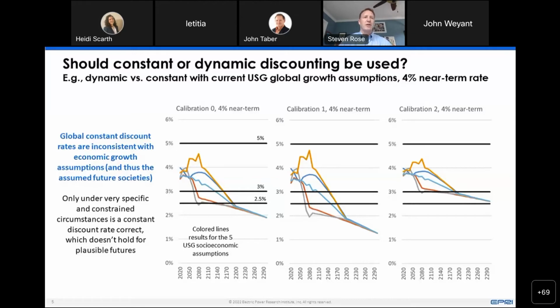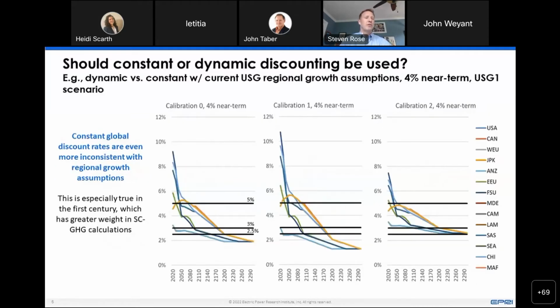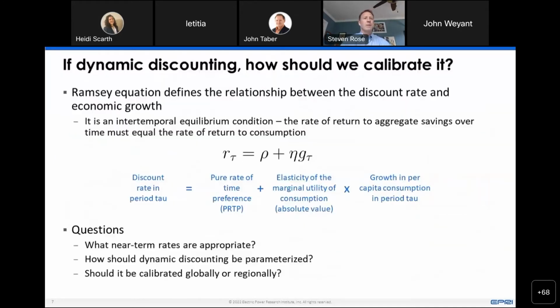So just to highlight the importance of thinking about constant versus dynamic discounting, and this kind of evidence suggesting that constant discounting is inconsistent with the kind of economic growth assumptions that we're assuming in the modeling. And that's on a global basis. We've also been making some comparisons on a regional basis and finding that the inconsistency is even more pronounced. So as we consider how we are assuming different regions of the world will grow over time and think about discounting that would be consistent with those growth assumptions, we see this inconsistency to be even more pronounced than we saw at the global level.